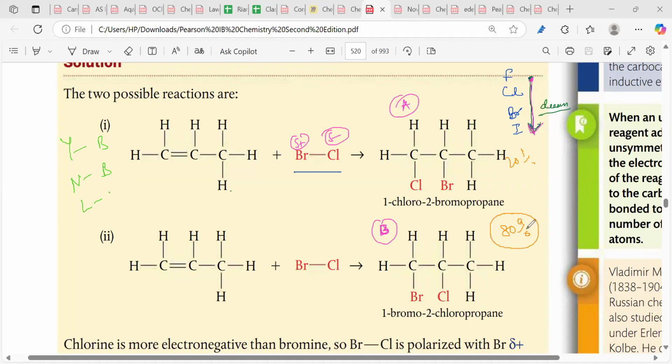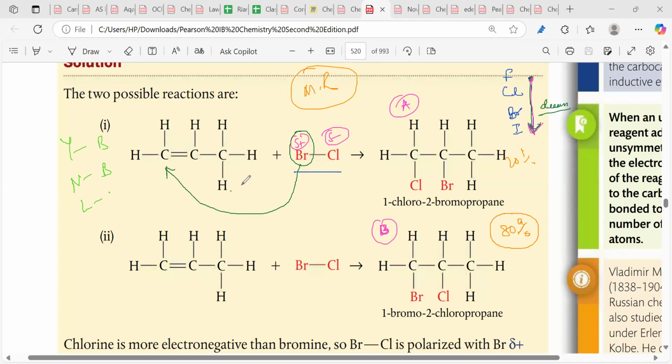Who judges the major product? Leslie, can you tell me? Markovnikov rule. What does the Markovnikov rule tell you? It says the positive part goes to the carbon with the most, more number of hydrogens. Yes, more number of hydrogens, isn't it?